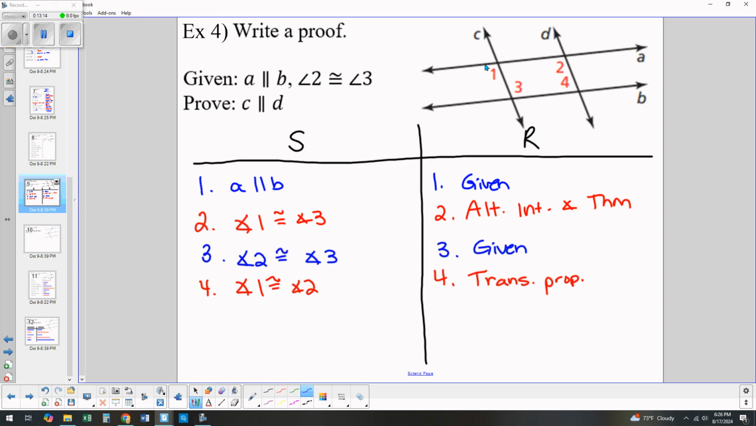And now that I know angle 1 and 2 are congruent, I do see that they're on a common line A, which means that C and D are now eligible to be called parallel, and I'm going to do that. So C is parallel to D. That's what we wanted to prove. And these angles are one outside, one inside, so that is corresponding. They're in the same position. And because we're calling them parallel, we're going to use the converse instead of the postulate.